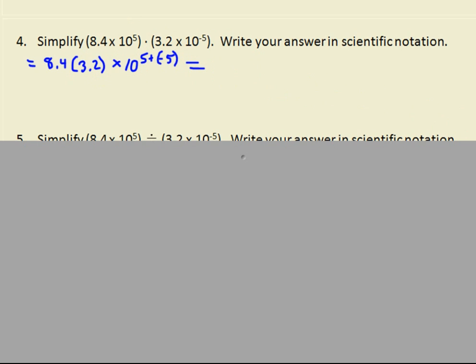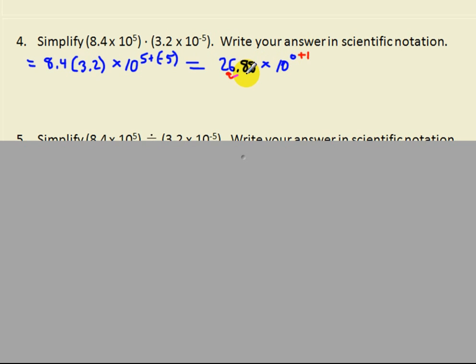So this will give us, let's see, if we take 8.4 times 3.2, I've got a little calculator on the side here, that's going to give us 26.88 times 10 to the 5 plus negative 5 is 0. But we're not done yet because that coefficient is too large. We need to move our decimal 1 to the left here to get that coefficient less than 10. That means we need to counteract that by adding 1.